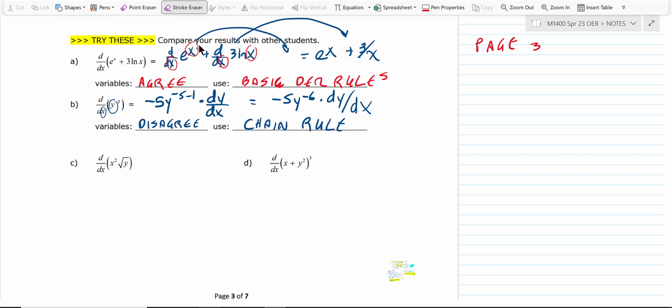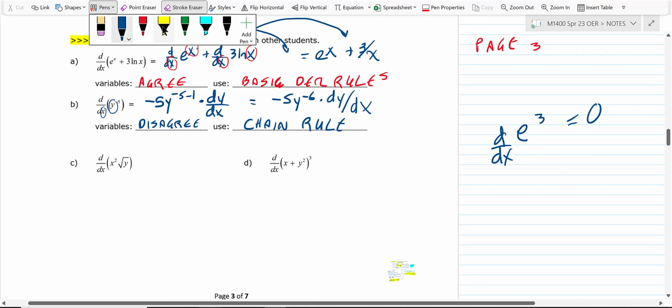Yes? E to what? Like e to the third? Okay, that is 0. And the reason for that is because there's no variable. That's a constant. So e is about 2.7. You take 2.7 to the third, you just get a number. So its derivative is 0. Okay? All right.